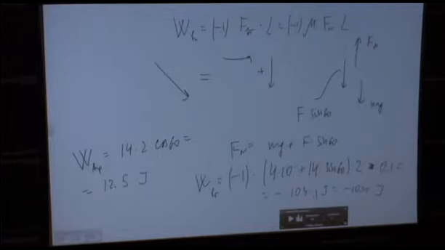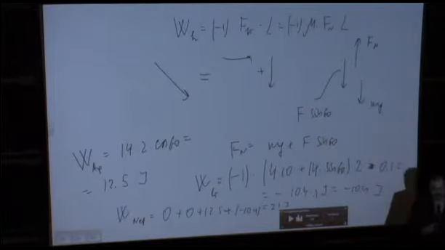Now, we know all individual works, so what can we calculate now? Now we can calculate the total work done by all forces, the net work. And the net work will be equal to 0, work done by gravity, plus 0, work done by the normal force, plus 12.5, the work done by the applied force, plus -10.4, the work done by the frictional force. So that's going to be equal to 2.1 joules.